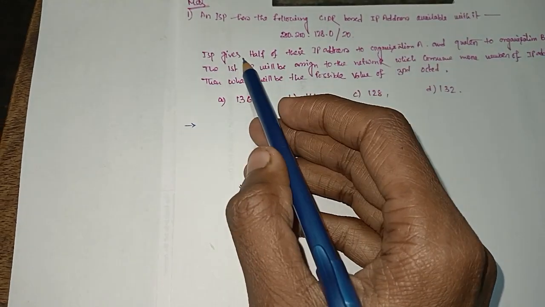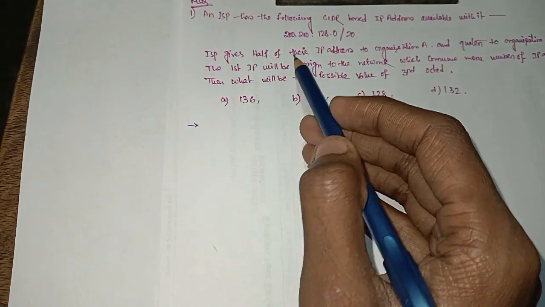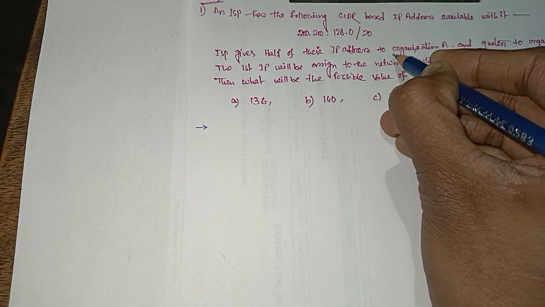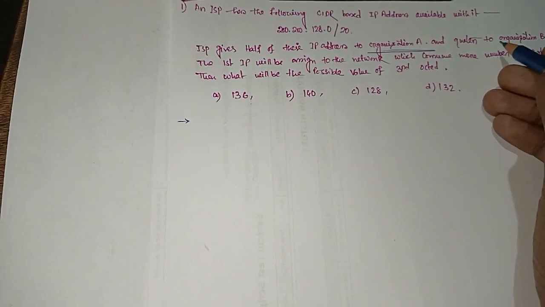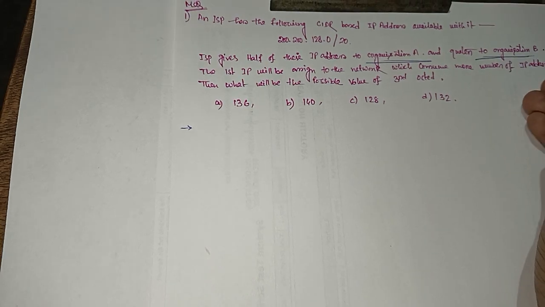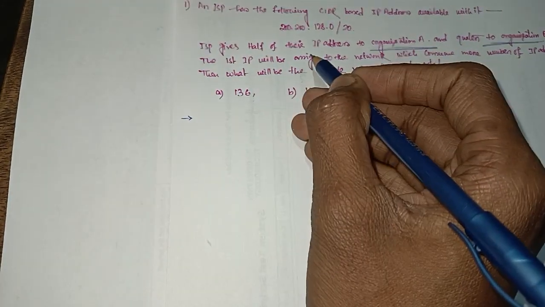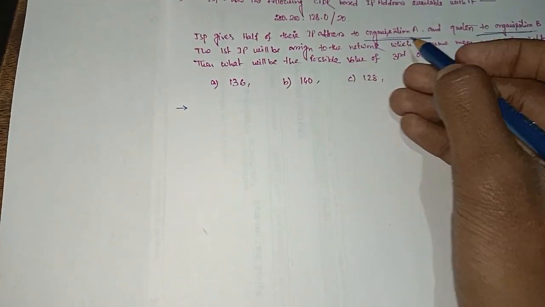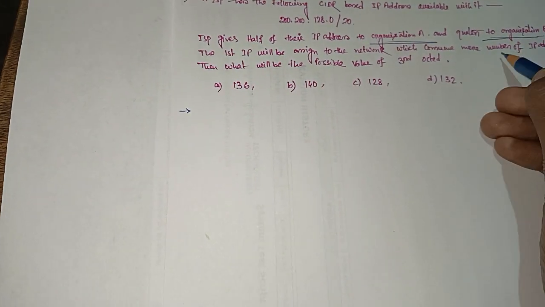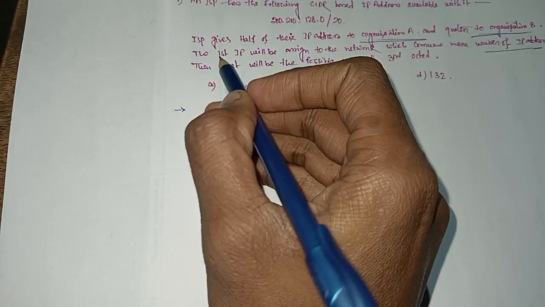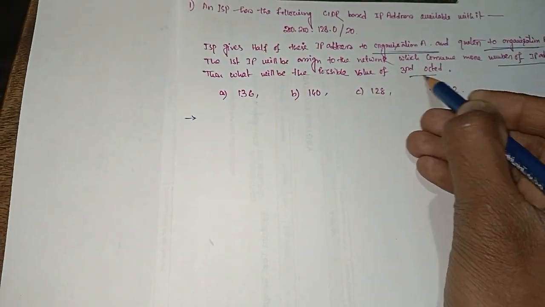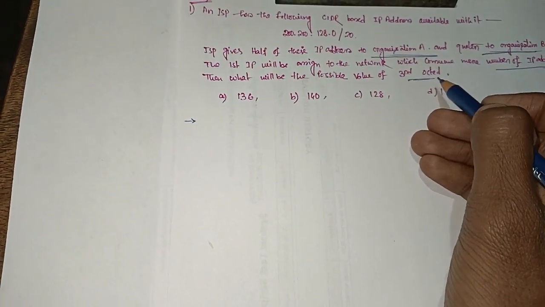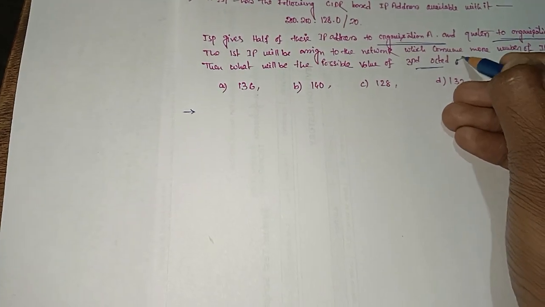with the IP address 200.200.128.0/20. The ISP gives half of the IP addresses to organization A, and a quarter to organization B. The first IP address is assigned to the network which contains more IP addresses. What will be the possible value of the third octet of organization B?